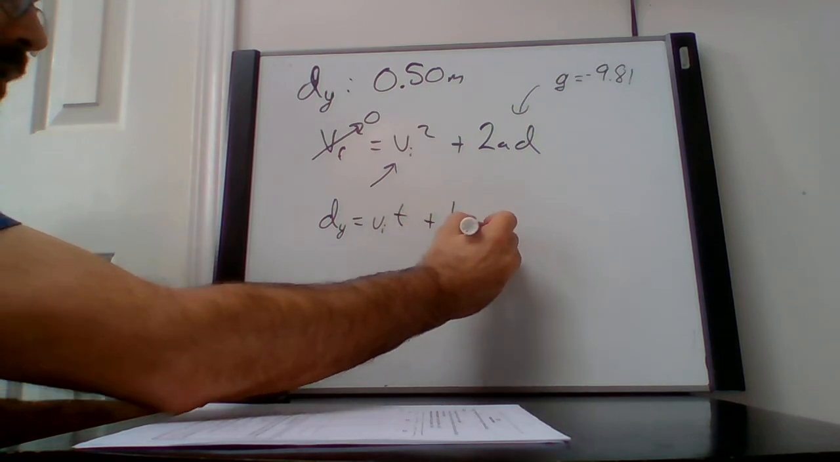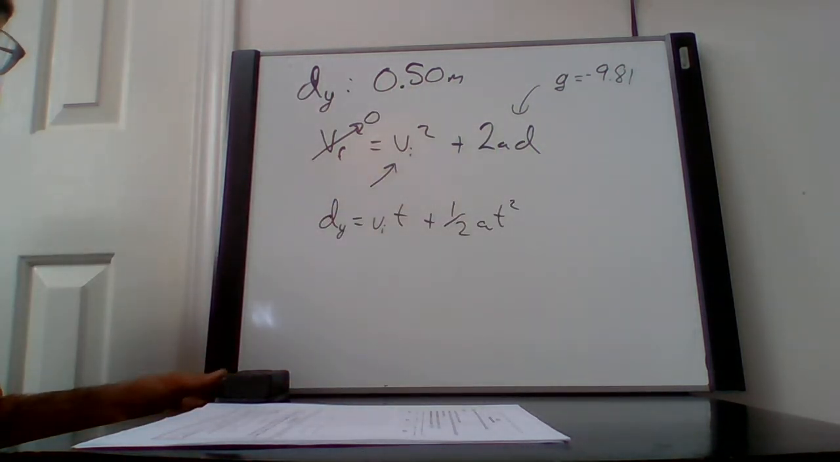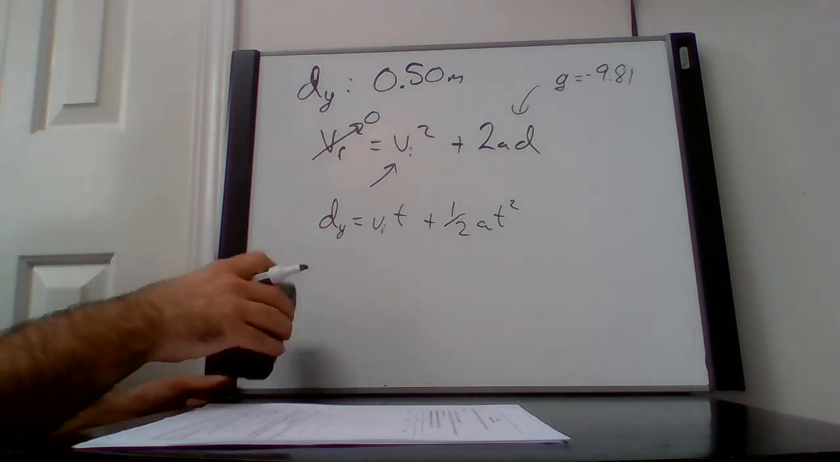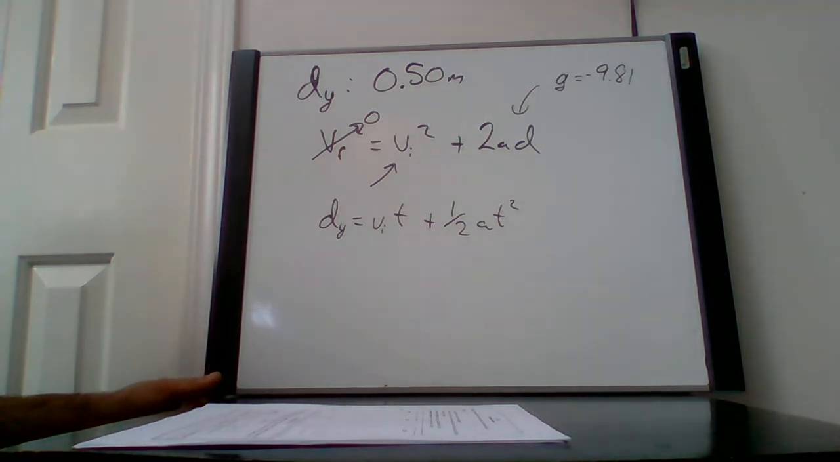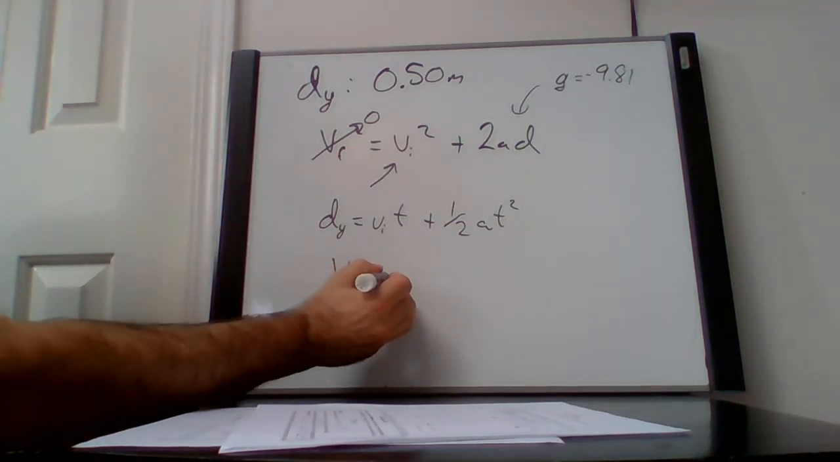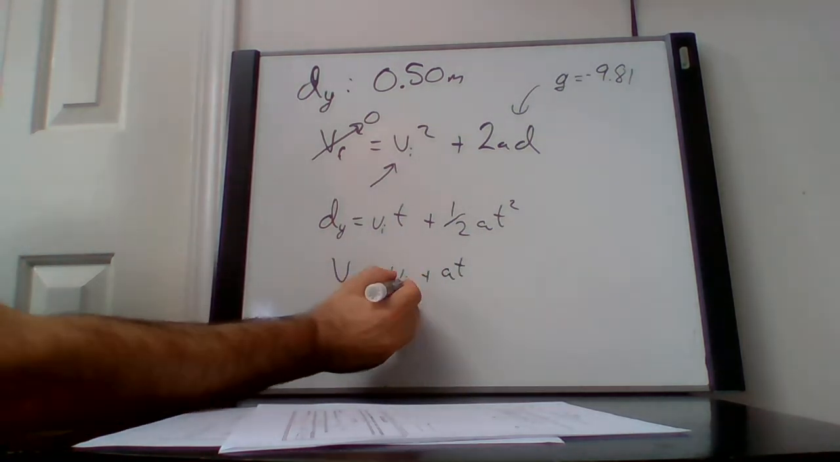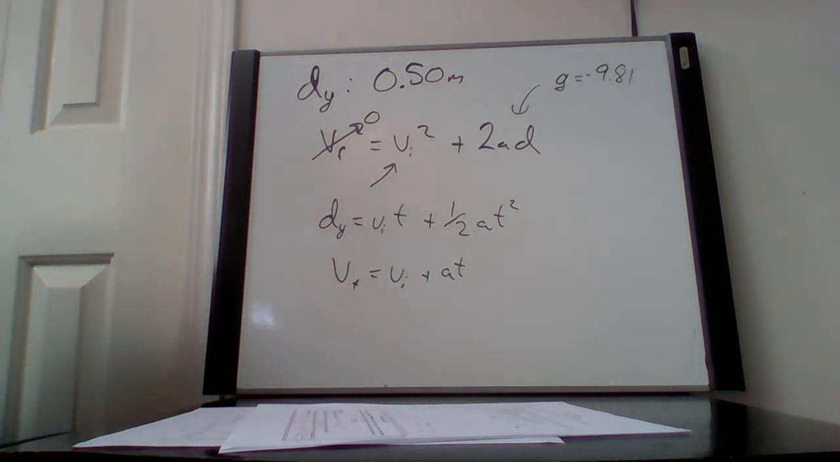plus 1/2 at squared. You can then figure out your hang time, or how long you stay in the air. Alternatively, that is a little bit more complex of a formula, you could use vf equals vi plus at, making sure that you pay attention to which acceleration you're using based on those different planets.